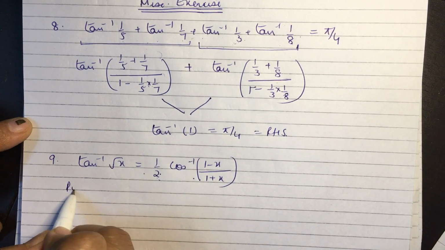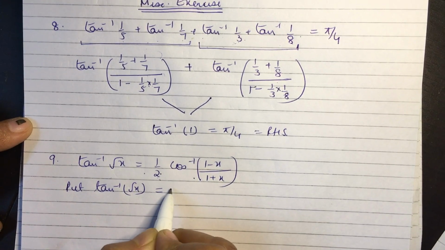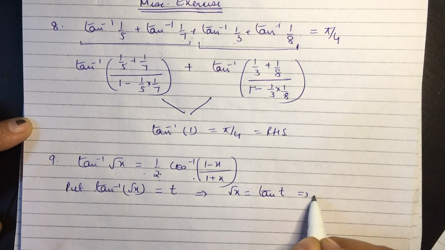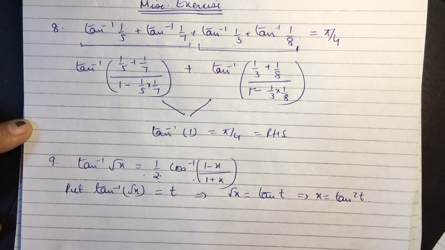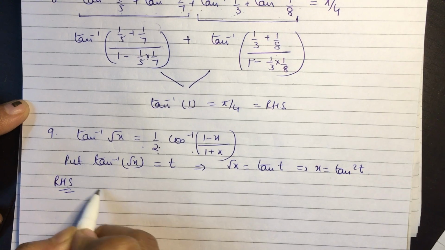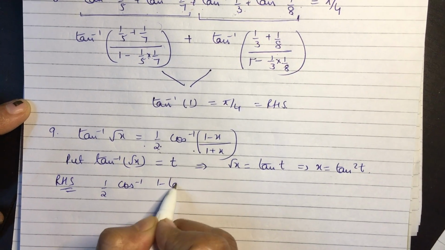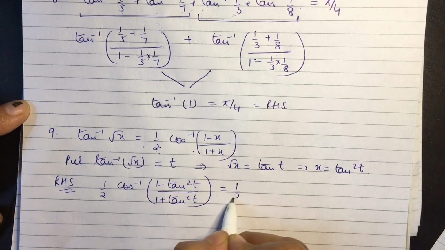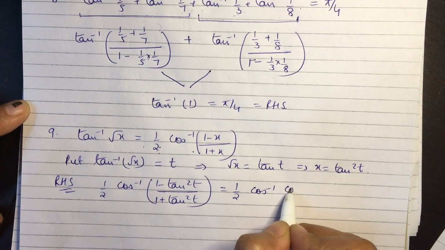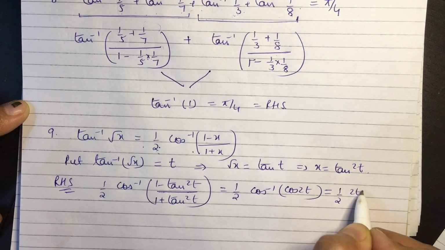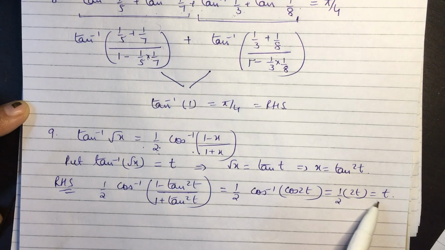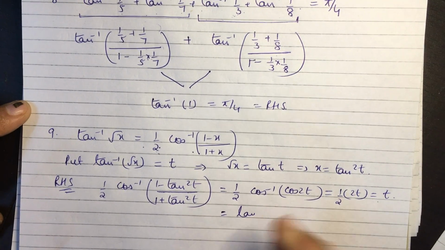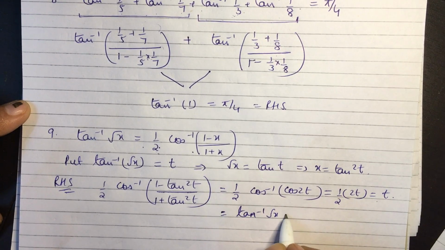So here we will put tan inverse root x to be t. This gives us root x equal to tan t, which gives us x equal to tan square t. Substituting this in the right hand side, we get half of cos inverse of 1 minus tan square t over 1 plus tan squared t, which gives us half of cos inverse. Now this is the formula for cos 2t. So this gives us half of 2t, which is t. Putting back the value of t as tan inverse root x, this is equal to tan inverse root x, which is the left hand side.